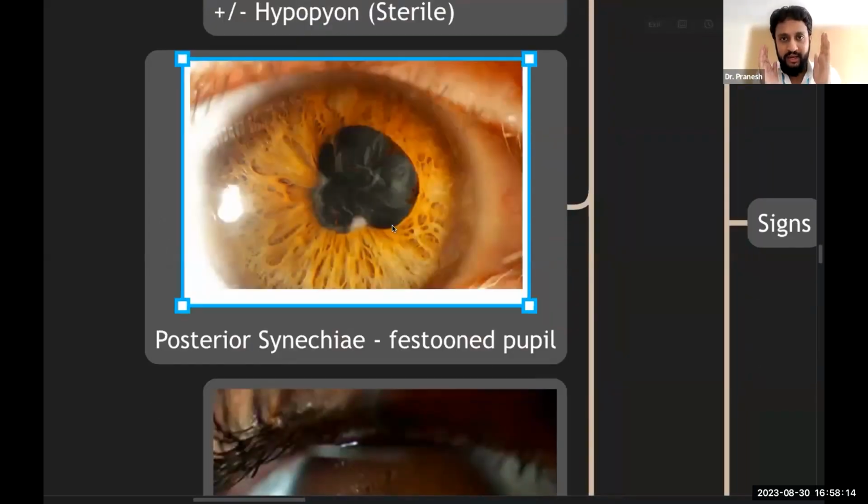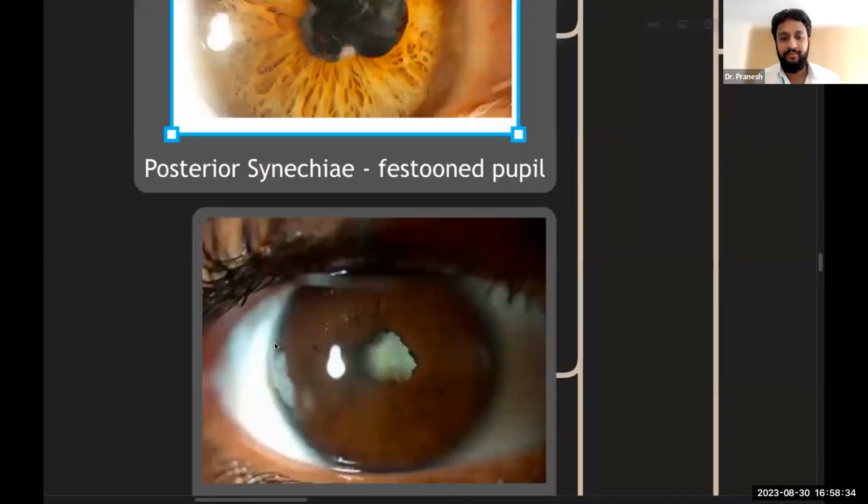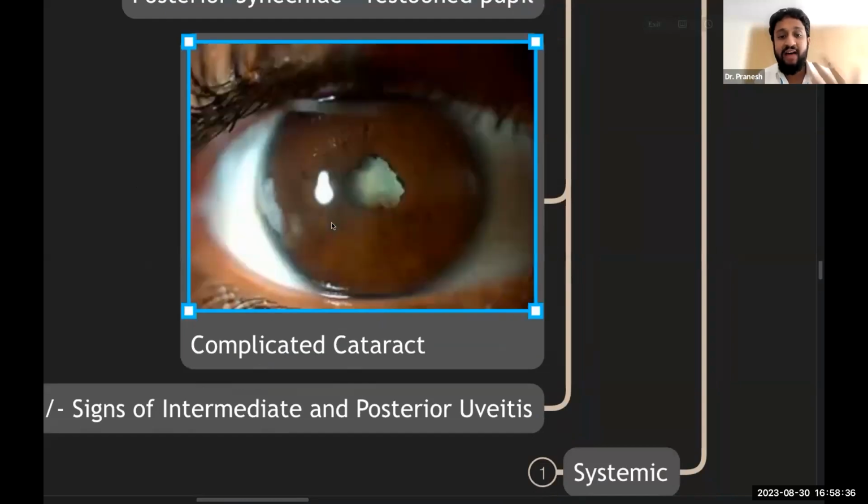Note this, in an acute angle closure glaucoma, the pupil will be mid-dilated, whereas in an acute uveitis, the pupil will be very small. The pupil will be attached to the front of the lens. So the iris will go and attach to the anterior lens capsule. This is called a posterior synechiae. And the patients can have a complicated cataract also later because of a chronic uveitis.